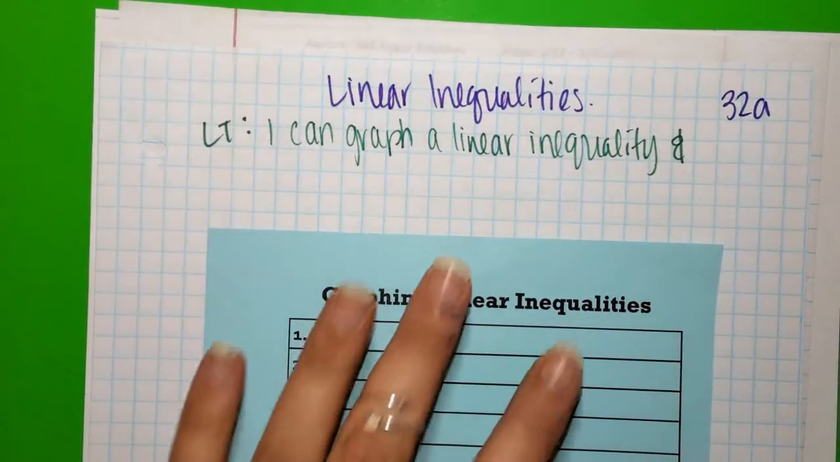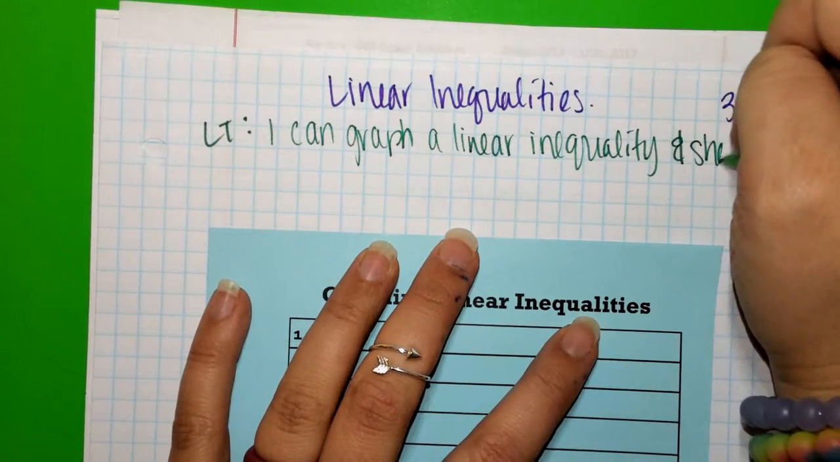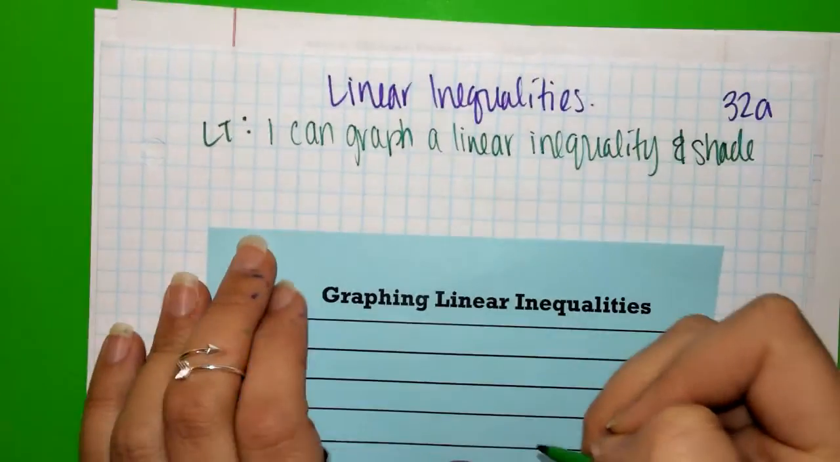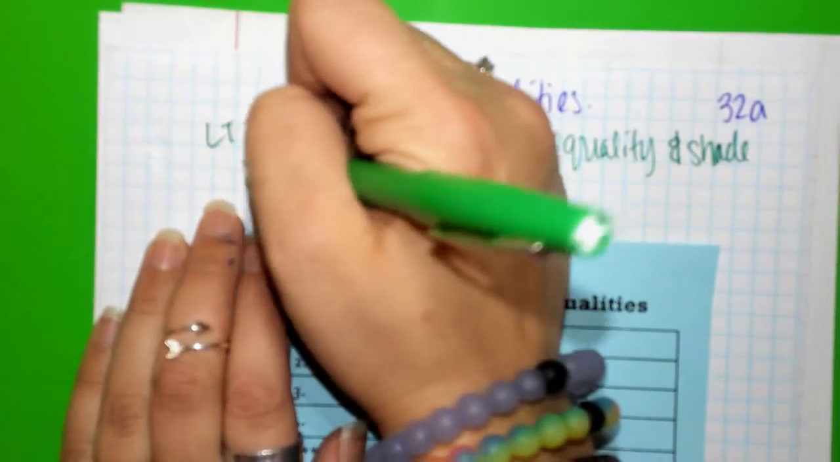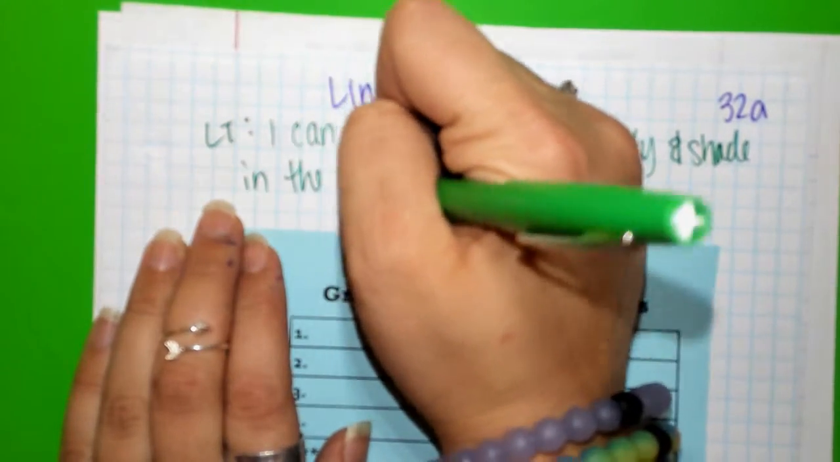Alright, so I can graph a linear inequality and shade in the correct area.